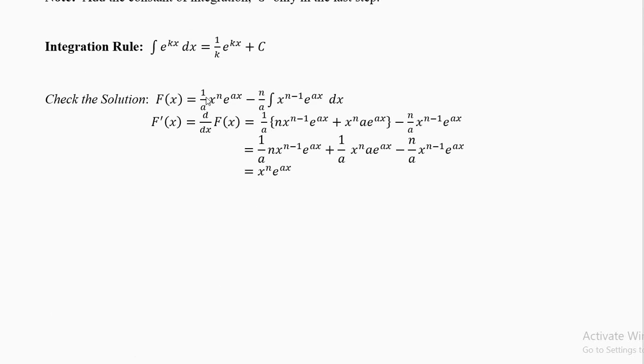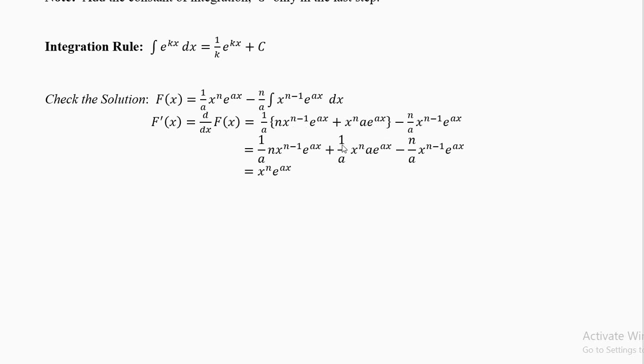Now capital F is 1 over a x power n e power ax minus n by a x power n minus 1 e power ax. When you differentiate this you will be differentiating by using the product rule, and here the integral will disappear and you will just write minus n by a x power n minus 1 e power ax. Now you differentiate this, 1 by a is outside, derivative of the first function into second function plus first function into derivative of the second function. Now the derivative of the first function is n into x power n minus 1. The derivative of the second function is a e power ax.